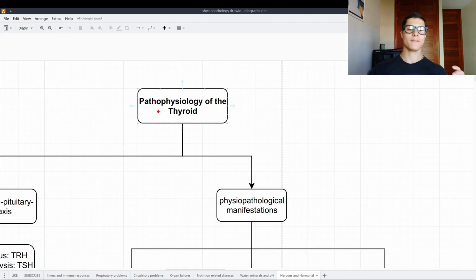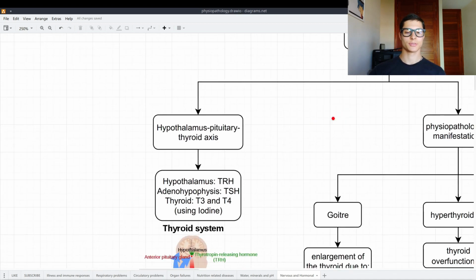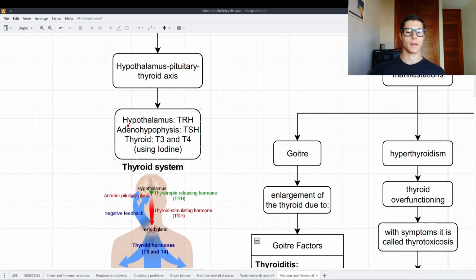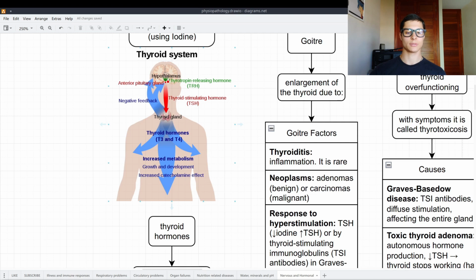Now we talk about the pathophysiology of the thyroid. So we have the hypothalamus pituitary thyroid axis. Hypothalamus, the TRH, adenohypophysis, the TSH, and in the thyroid T3 and T4 using iodine. As you can see, it is all connected.